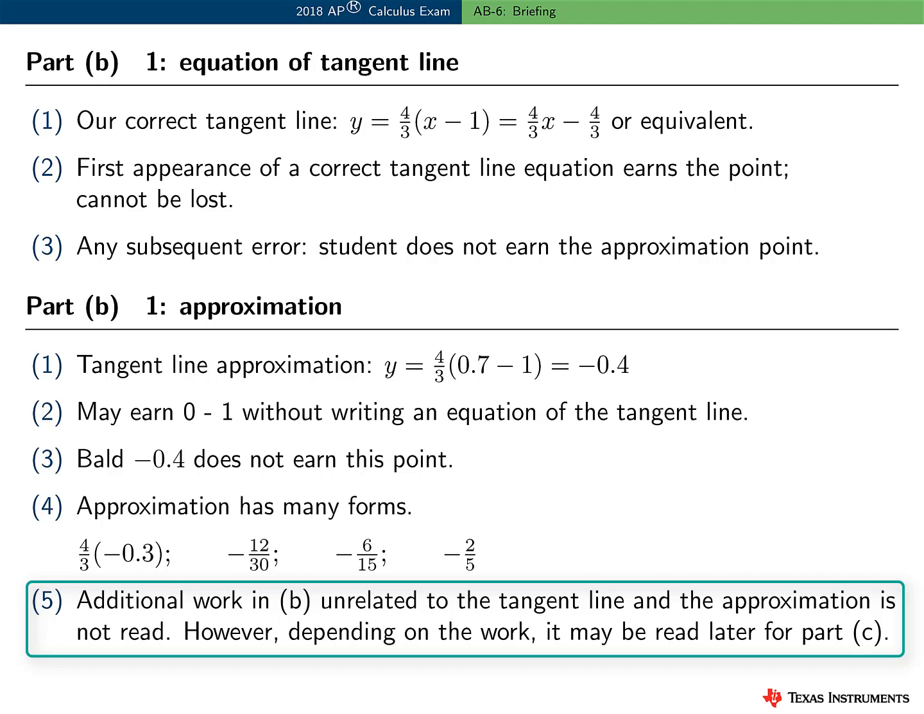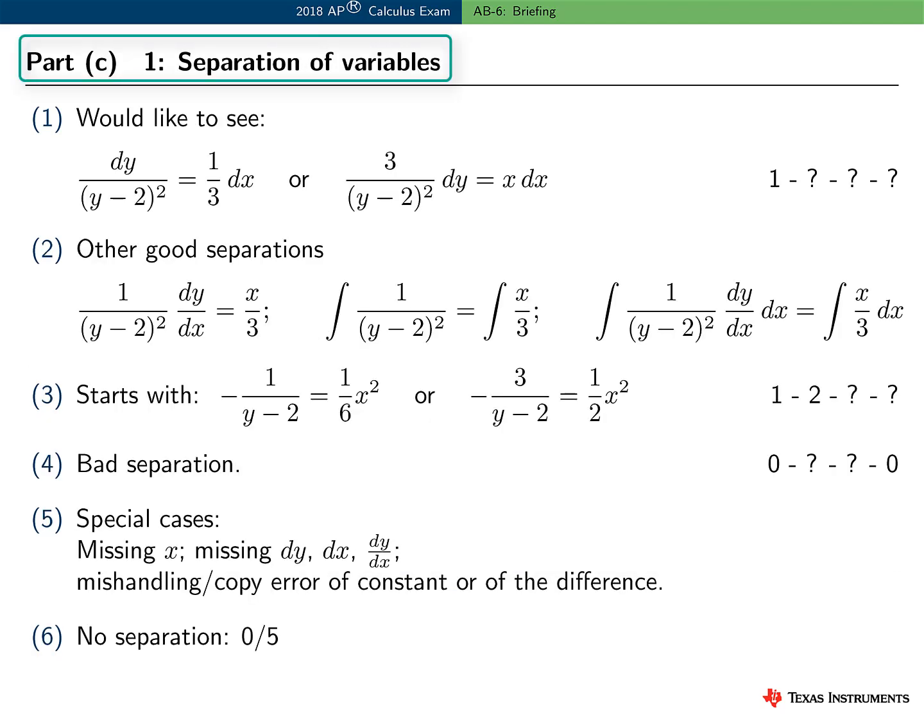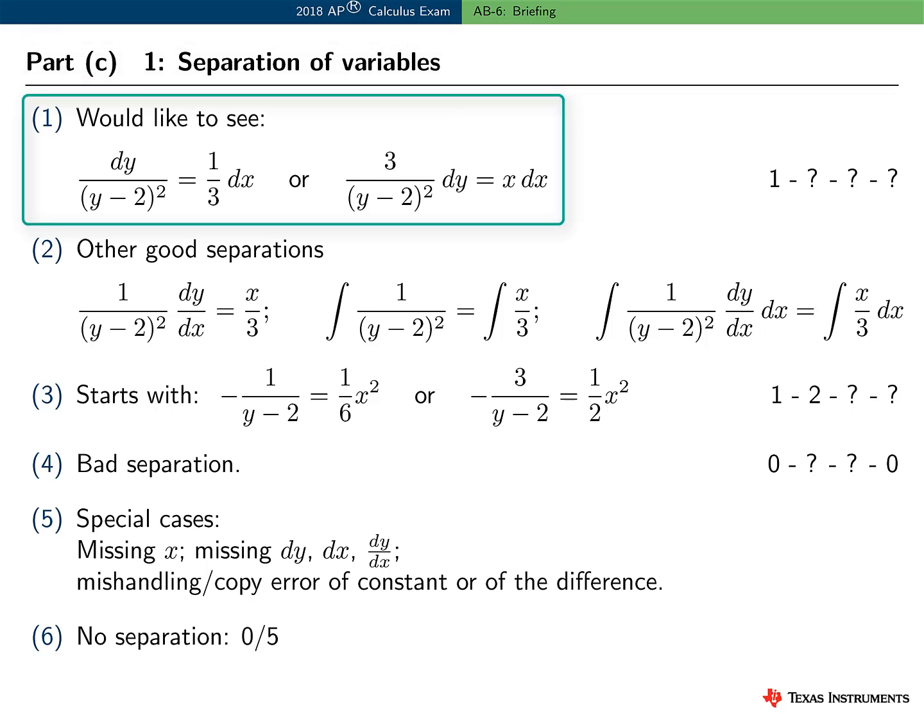Now this is a little unusual. We don't normally read for answers in other parts of the problem. In part C, the student needs to find a particular solution to the differential equation. The first point is for separation of variables, and we'd like to see one of these two expressions.